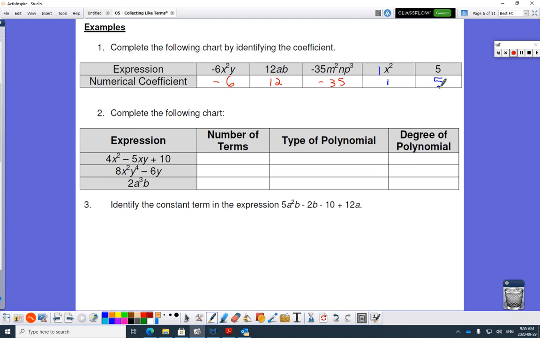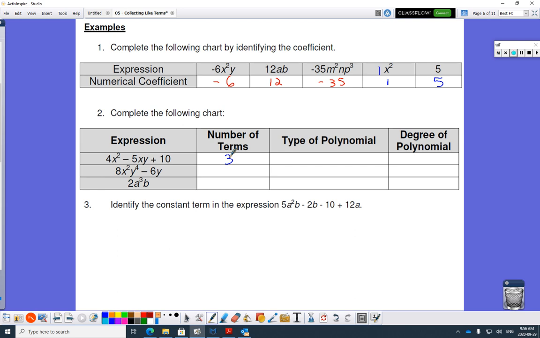Okay, next question. Complete the following chart. How many terms? Oh, can you remember? You can flip back if you want, but can you remember how to decide how many terms there was? What was it that helped you count the terms? Yeah, plus and minus divides up the terms. That is, this minus says, oh, I'm starting a new term. This plus says, oh, I'm starting a new term. And that means this first one has 3 terms.